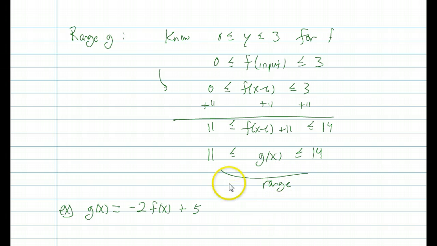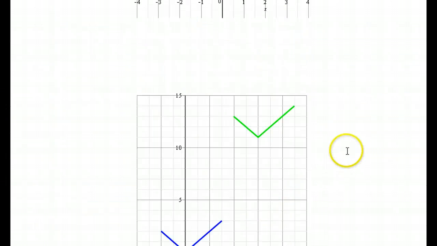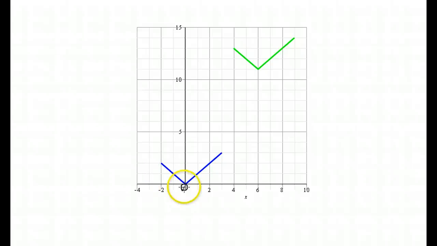Again, here we could have obtained that from the graph also. So let's take a look at the picture. Here's the original graph. We move it left 6 units, or sorry, right 6 units, pardon me, and then up 11 units. We see that the domain is going to be from 4 to 9. The range is going to be the lowest value is 11, highest value is 14, just like we saw algebraically.